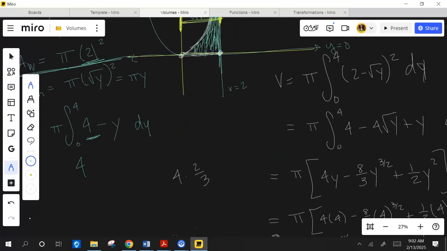So you got 4y minus 1/2 y squared times pi evaluated from 0 to 4.